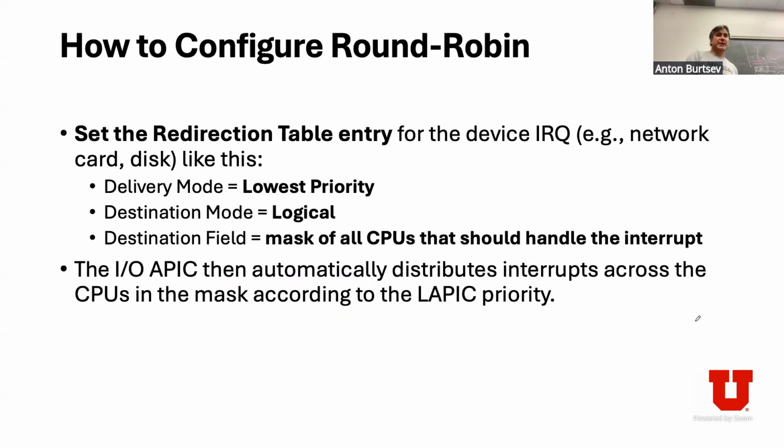Okay, so if you want to do this trick, you fill in the entry: delivery mode lowest priority, destination mode logical, destination field the mask of all CPUs which you want to receive the interrupt. Then the APIC automatically distributes the interrupts across the CPUs. So that's kind of a fun trick, but again, I'm not an expert in this field.